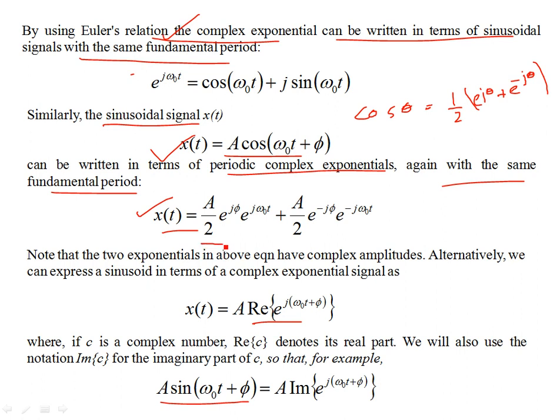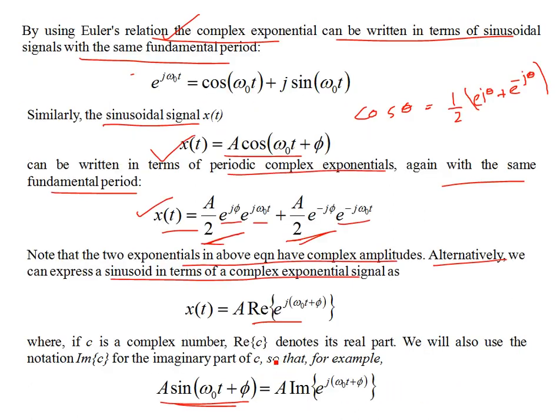So you see this is where this half is coming from, and then you have in the argument omega naught t plus phi. So you can take one phi with the magnitude. So in this form of x(t), these are two complex exponentials, and these are the magnitude terms coming with the complex exponentials. They become complex. So note that the two exponentials in the above equations have complex amplitudes. Alternatively, we can express the sinusoidal in terms of complex exponentials. The real part is cosine, while the imaginary part is the sine. Again, these are different representations with the same period.